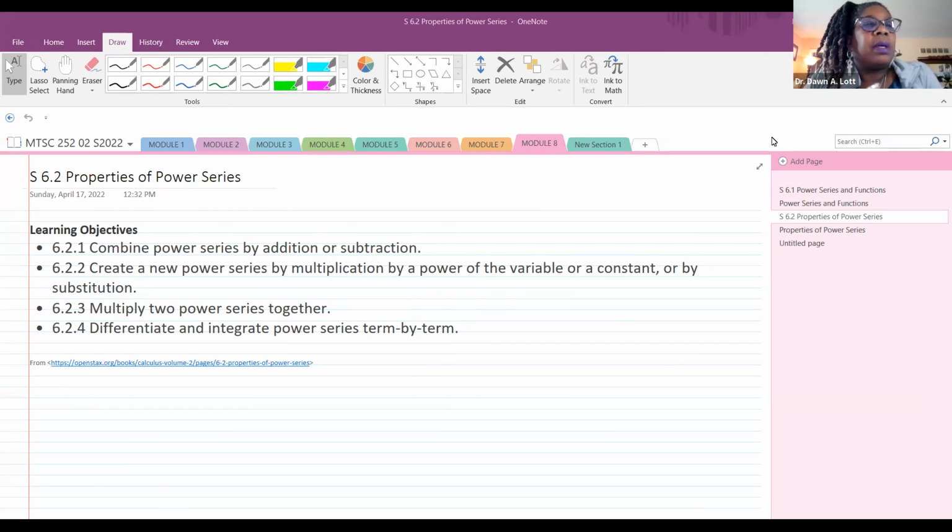Hello, everyone. We are going to do properties of power series today. We're going to combine power series by addition and/or subtraction. We're going to create a new power series by multiplication by a power of the variable or a constant, or by substitution, multiply two power series together, and then differentiate and integrate power series term by term. Okay, so any questions about this?